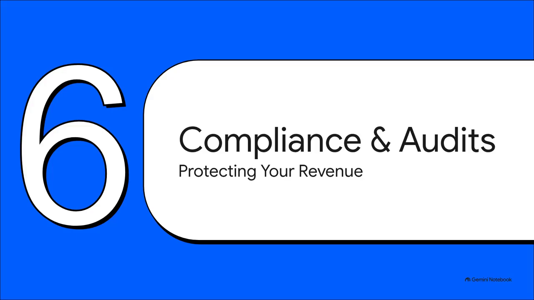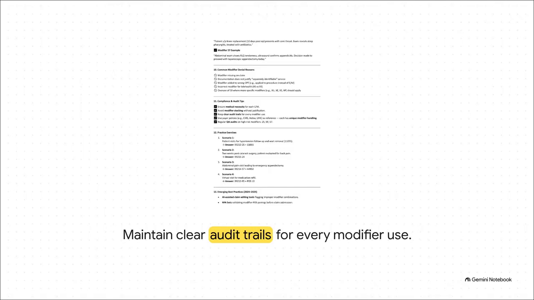Section 6. Compliance and audit readiness. Protecting your revenue. Let's talk about the non-negotiable best practices for compliance. First off, you must ensure medical necessity for every single E/M code, period. You also have to avoid modifier stacking. Don't just throw multiple modifiers on a claim hoping one sticks without explicit clinical justification. Keeping clear, transparent audit trails for every modifier use is vital. Why? Because every payer, whether it's CMS, Aetna, UHC, handles modifiers just a little bit differently. Regular quality assurance audits on high-risk modifiers like 25, 59, and 57 aren't just good ideas. They are essential survival mechanisms for your practice.